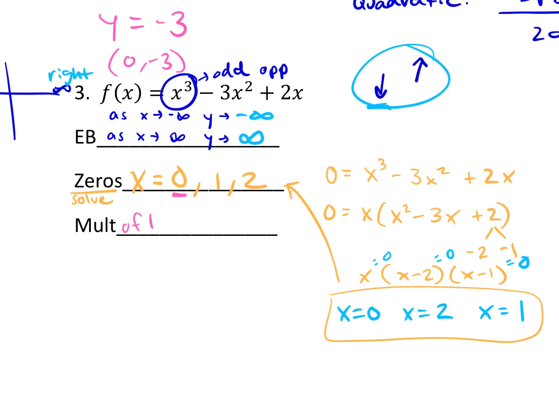Is my multiplicity even or odd at 0? Is 1 an odd number or even? Odd. How many 1s do I have as an answer? 1. So I have a multiplicity of 1. Is 1 even or odd? Odd. And then how many 2s do I have as an answer?